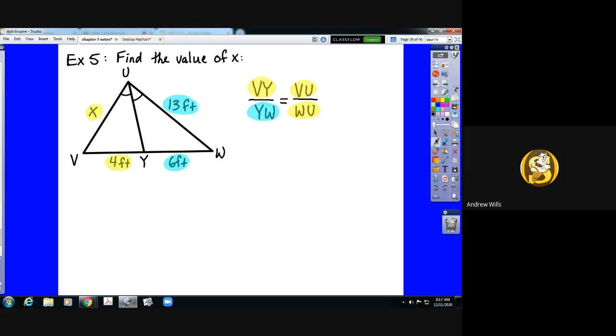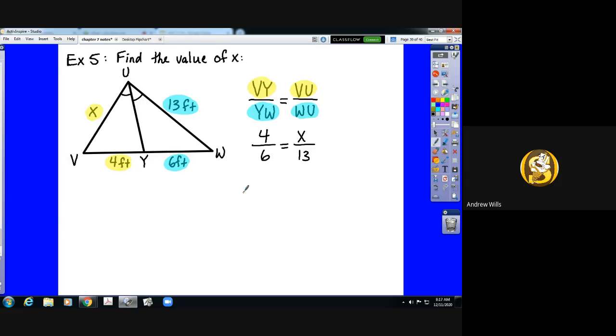Again, notice that the pieces on this side share point V, so both of the pieces with V are on top. And actually that W really should be blue, shouldn't it? That should be blue. There we go. Okay, so we go in and we plug in our side lengths. We've got 4 over 6 equals x over 13.